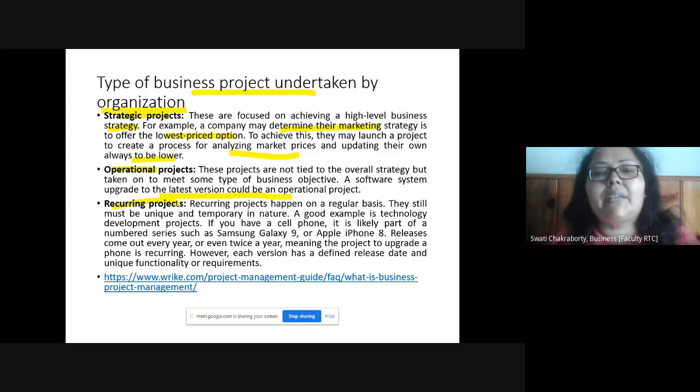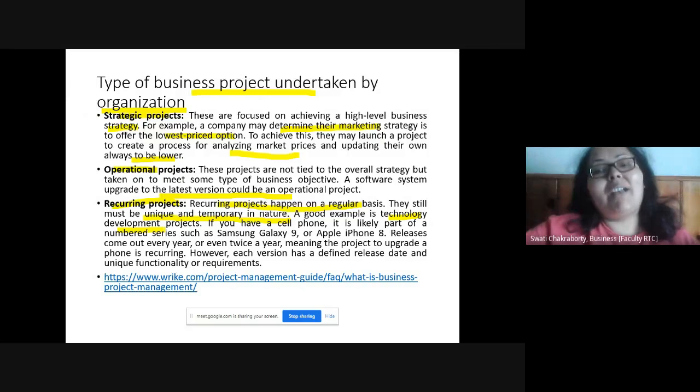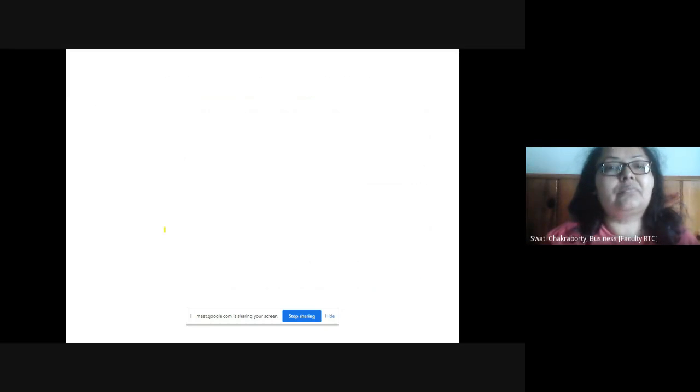Third type is a recurring project. These are projects which happen on a regular basis, which should be unique and temporary in nature. Say when you talk of technology development projects, when Samsung or Apple come up with their phones, they're upgrading their phones, but what is happening? It's been released for a specific period of time, and that model has some unique features. But they go on improving, coming up with something better, but not that particular model.